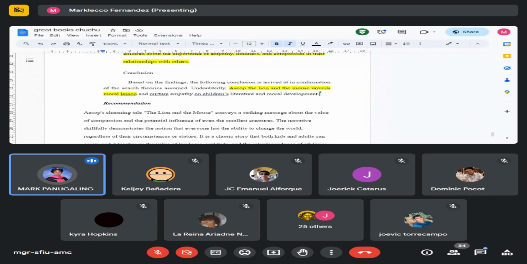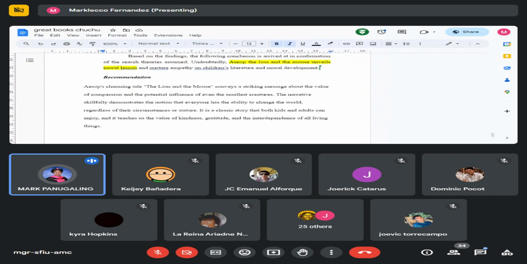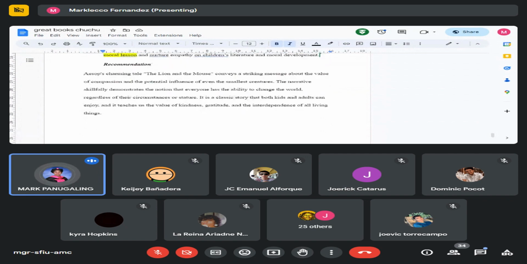Go down to your recommendation. Recommendation tells us how you attack your study. Like Aesop's The Lion and the Mouse conveys recommendation. It has to be 1 to 3. Also, what's your recommendation number 1?